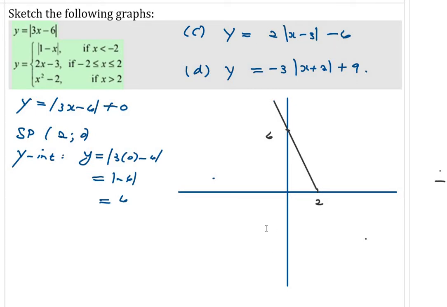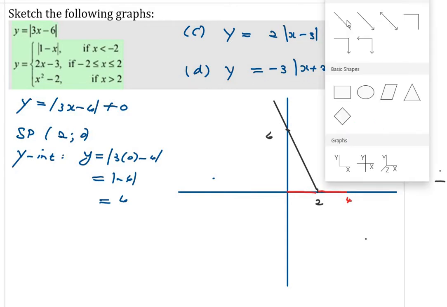And then we also have the other arm. Now what I will do is, I will say to myself, okay, so my distance here is 2. So I'm going to go another 2. I will go to 4 here. And then 4, 6 will be the other point on my graph there. 4, 6. And then I'm going to draw the next arm through the 4, 6.